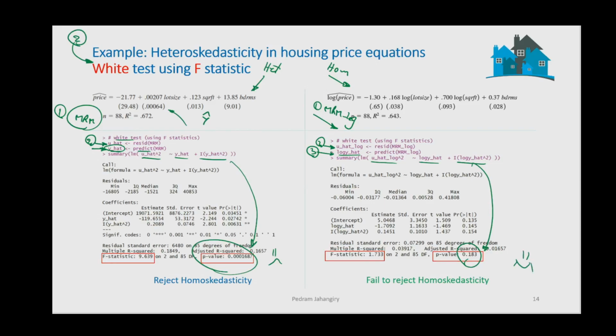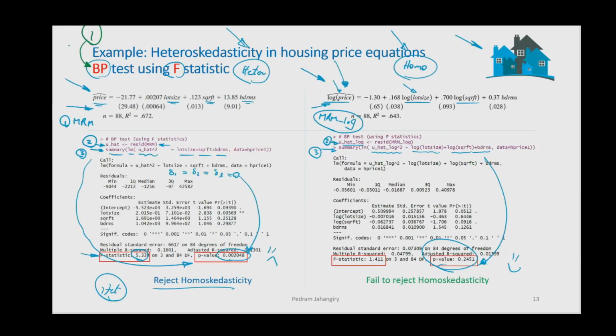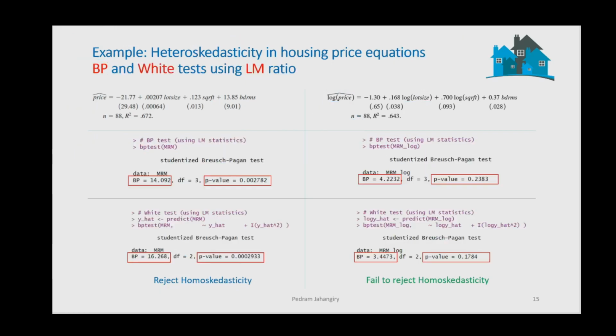If you compare these two slides, the solutions, your conclusion is exactly the same. Either you use the White test F statistic or the Breusch-Pagan test F statistic, right? And on the last slide, we're going to do both BP, number 4, and White, number 3 and number 4, using the LM statistic, okay?